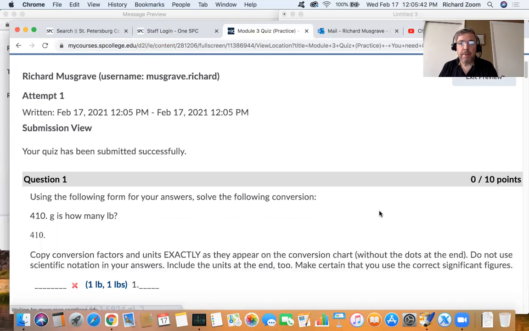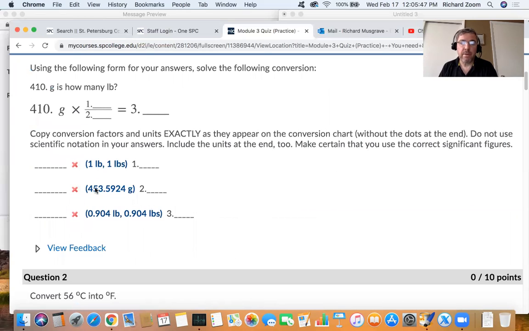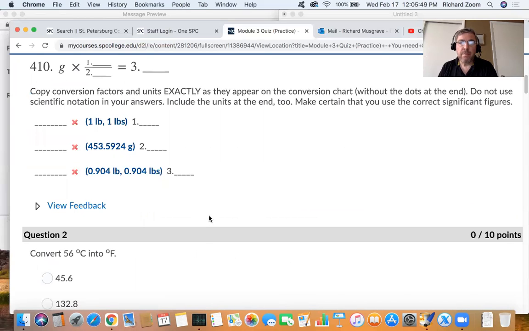And you'll notice what happens is it tells you the answers that it's going to accept for formatting. Now, remember that the answers don't contain these parentheses. And when you've got two answers here, it means it will accept either. So it will accept one LB, one space LB, or one space LBS would be fine for that one.